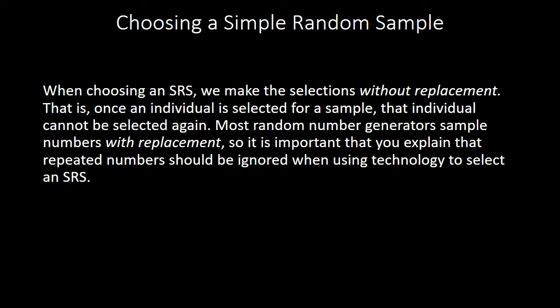When choosing an SRS, we make the selections without replacement. So once an individual is selected for a sample, they can't be selected a second time. Most random number generators, though, are going to sample numbers with replacement. So it's important that you explain that repeated numbers should be ignored when using technology in order to select an SRS.